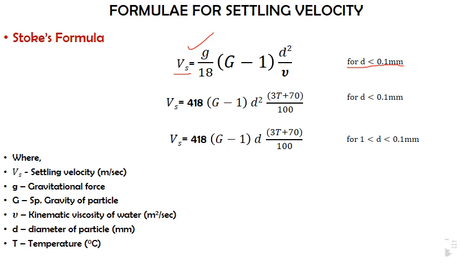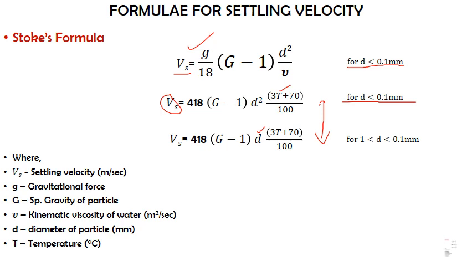Similarly, if you consider the temperature aspect whenever you are calculating the settling velocity, then we have these other two formulas. The first one is, if the diameter is less than 0.1 mm, then we can use this, and if the diameter of the particle is in between 1 mm and 0.1 mm, then we can use the second one. Here Vs is equal to 418 into G minus 1 into d square into 3T plus 70 divided by 100, whereas it is not squared in the third one.